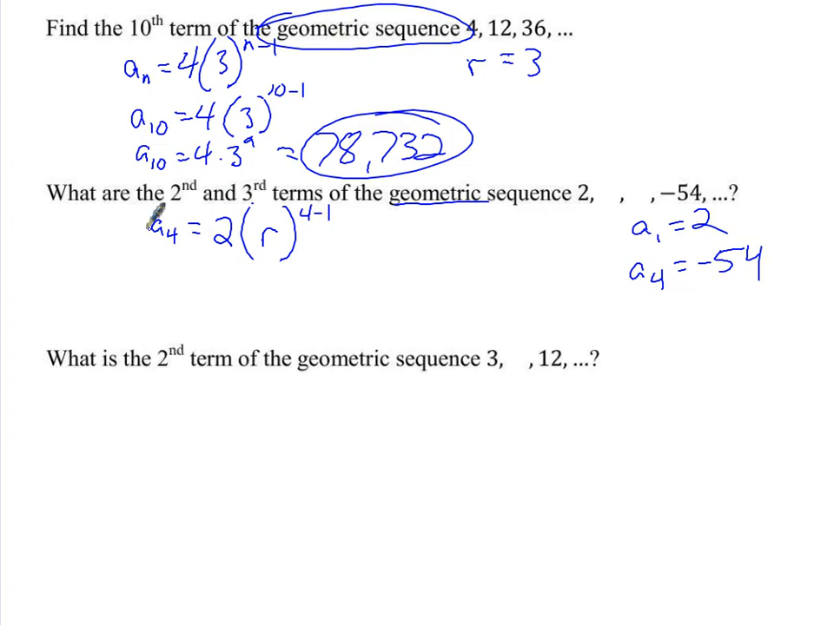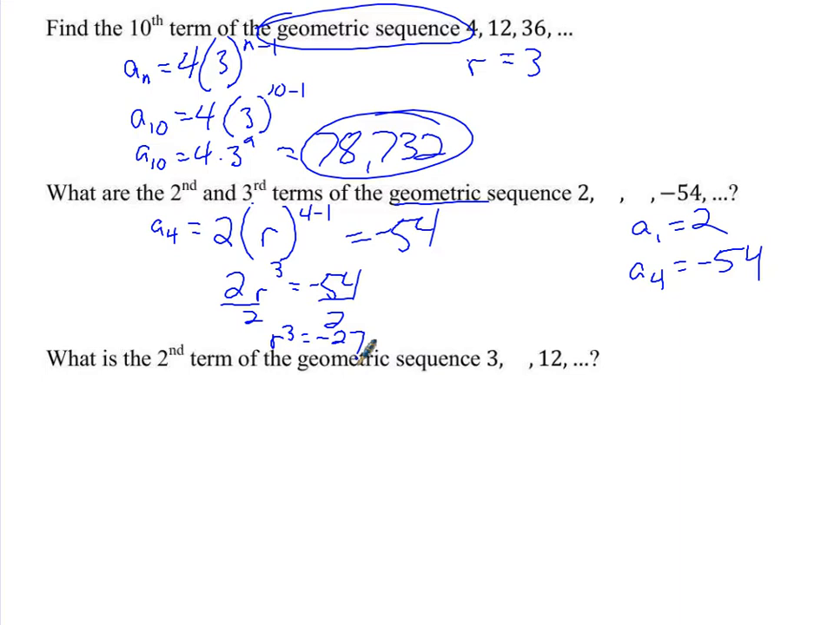Well, what is a sub 4? It's negative 54 from over here. So I can say equals negative 54. Basically what I'm doing is I'm substituting in negative 54 for a sub 4 right here. So now this is what I'm looking at. All I got to do is solve for r, and we know how to do that. We have 2r to the third equals negative 54. Solve for r. Divide both sides by 2. R to the third equals negative 27.